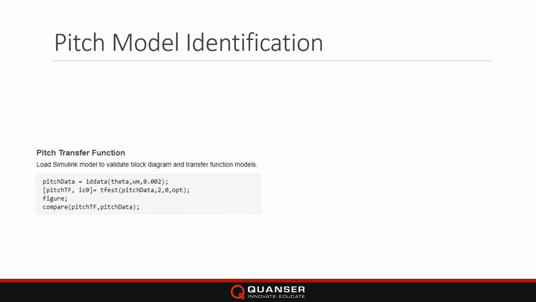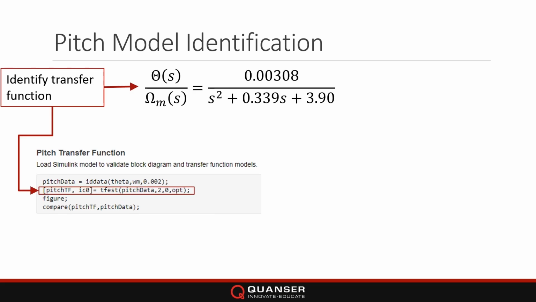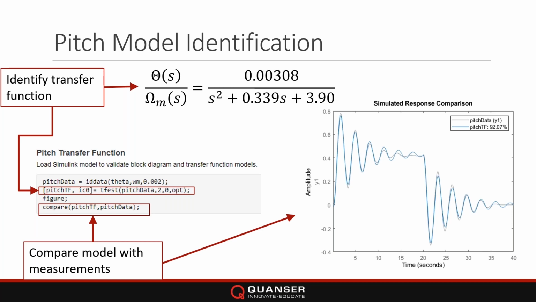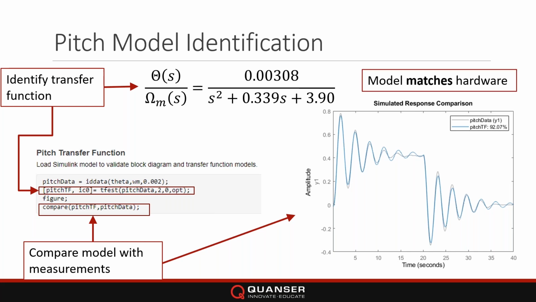Now we do the same treatment on the pitch. So again, we use the TF estimation, and that finds us a second order model. But this time, note that I'm using different parameters in the function, right? I specify 2 because I know it's a second order function. If we run the compare command, again, the model that it generated is very accurate, right? We're looking at 92.1% there. So that's great, right? The model matches the hardware.